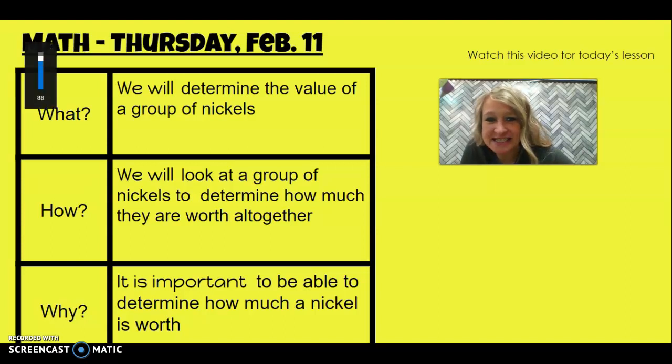Hi, boys and girls. Today we are going to determine the value of a group of nickels. How will we do this? We will look at a group of nickels to determine how much they are worth all together. Why is this important? It is important to be able to determine how much a nickel is worth.